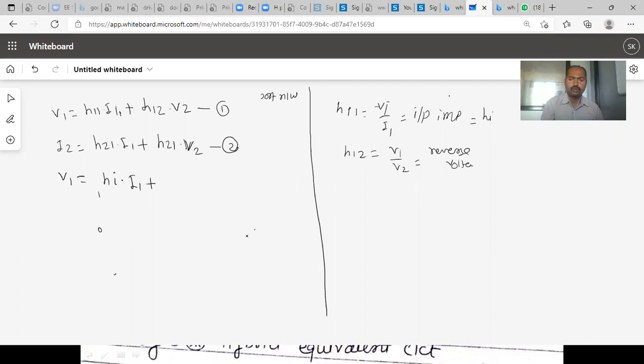Voltage ratio. It is nothing but HR. So this is nothing but HR. P2, question number 3.